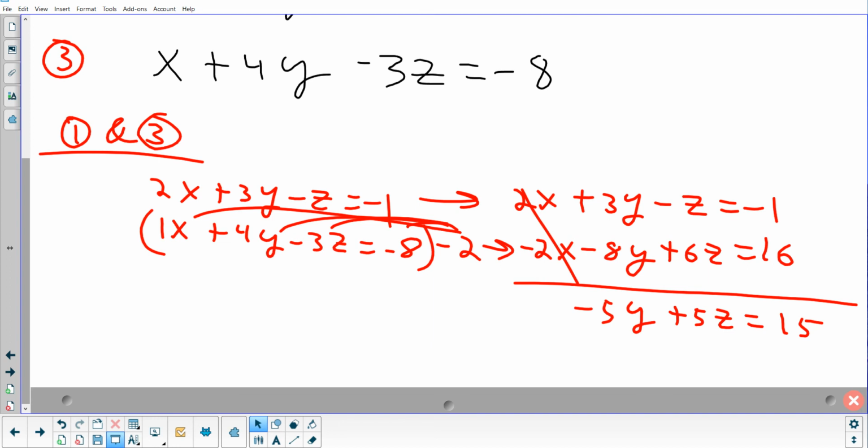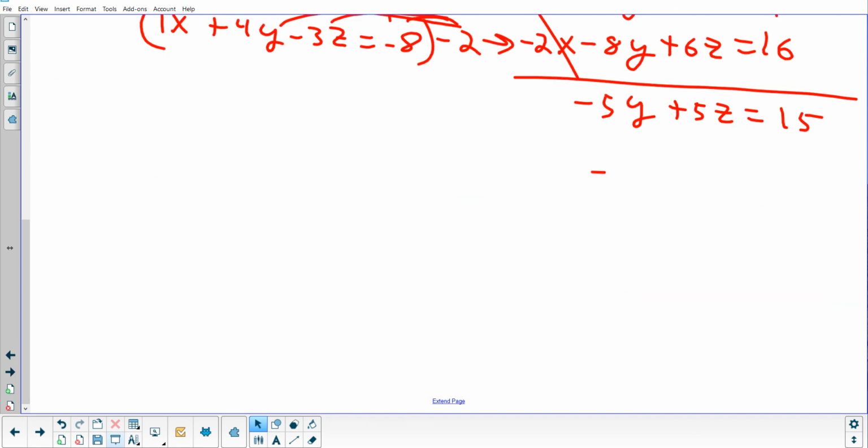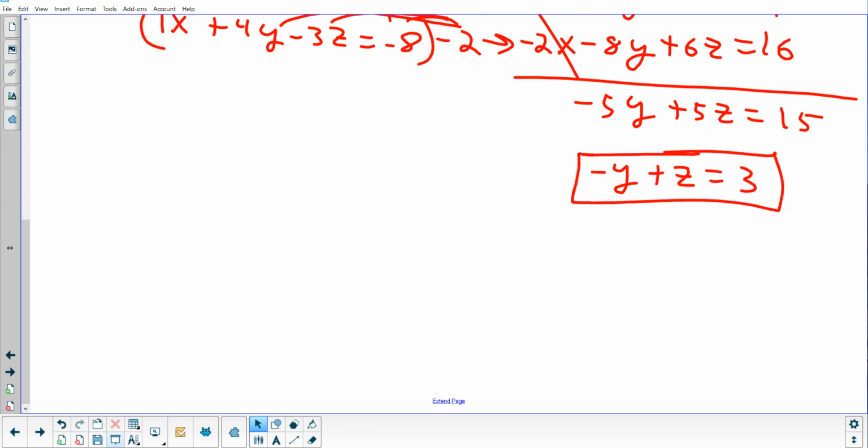We can divide everything by 5. You don't have to, and most times you probably won't have a number that's a common divisor. But in this case we do. So let's say -y plus z equals 3. I'm going to put a box around it, and I'm going to call that equation 4. So I just created an equation that only has 2 variables based on this system. Now I need 1 more equation.